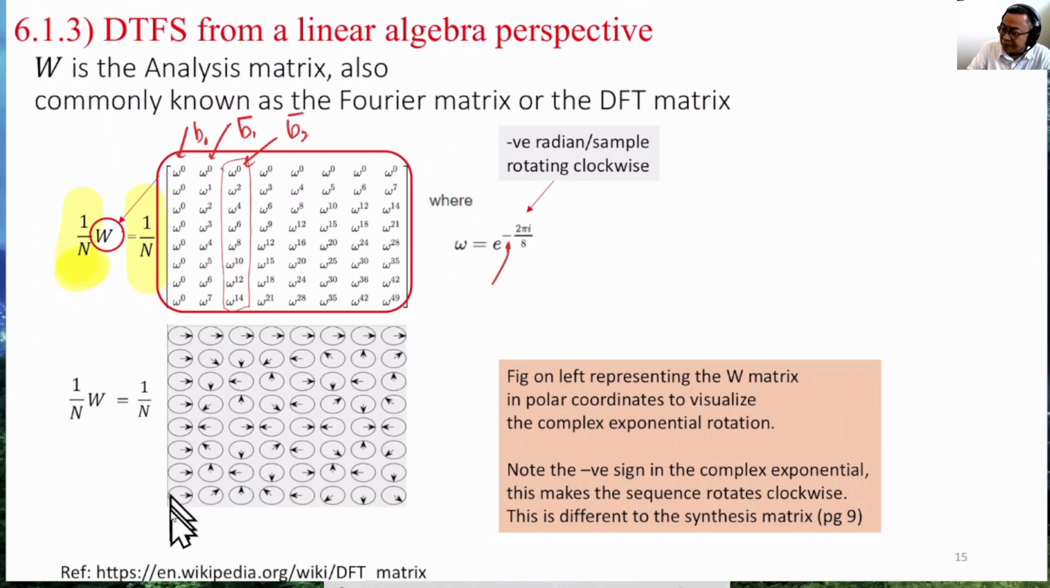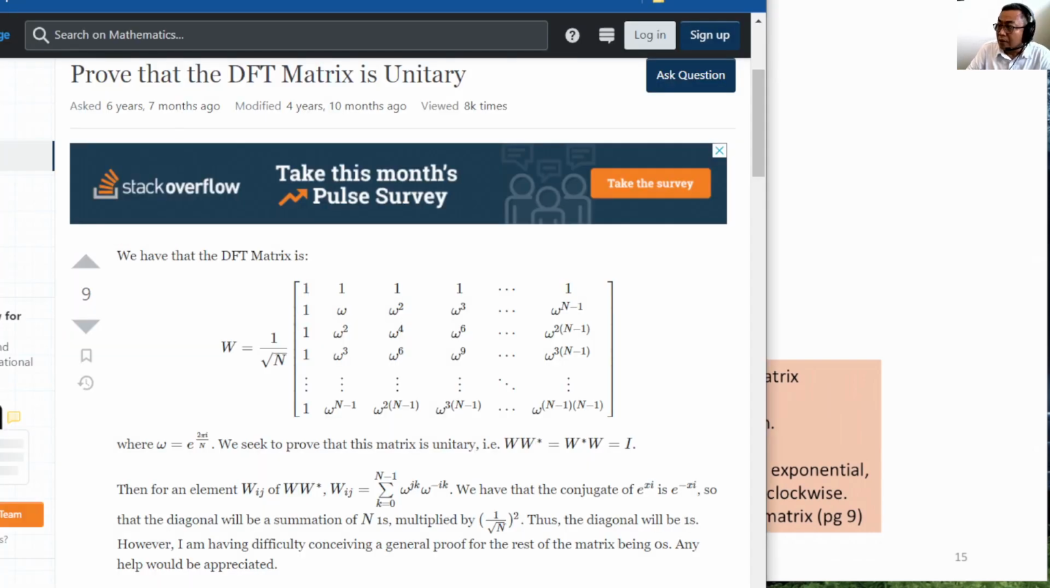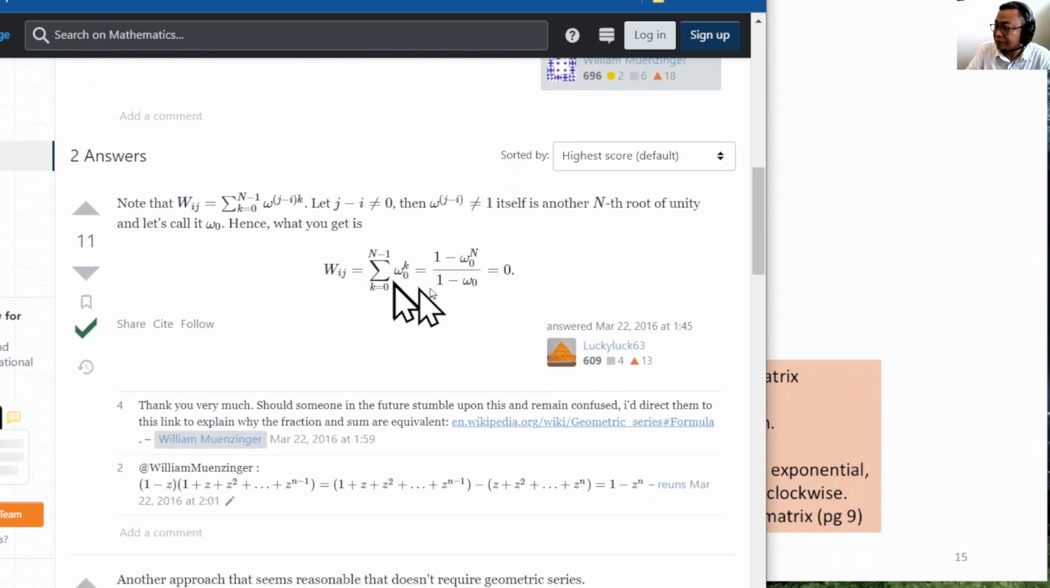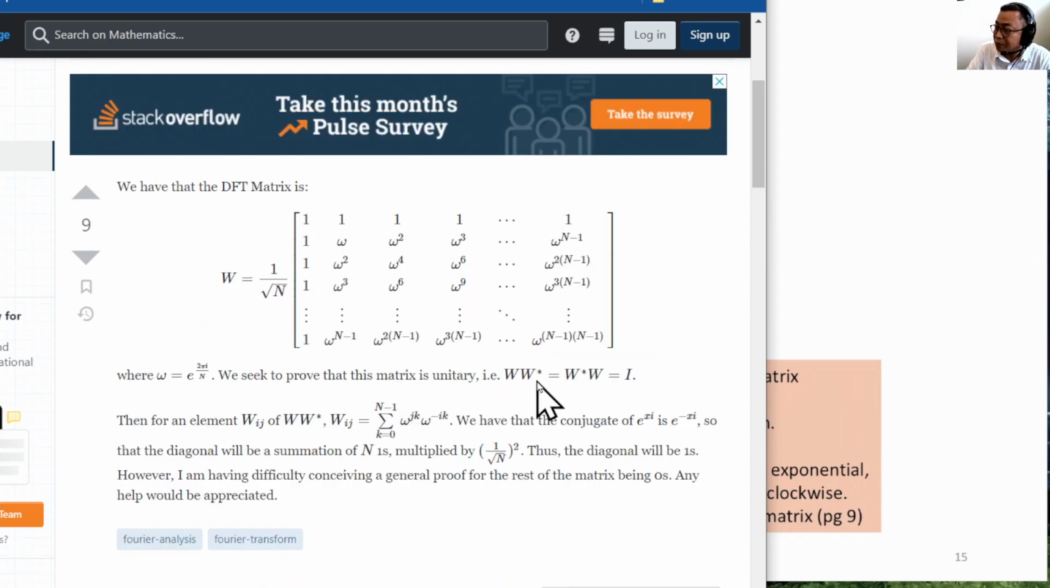Now, the columns of these are orthogonal to each other. Why is this so? I suggest you look at this proof that the DTFT matrix is unitary. And this is the matrix that we have seen. And the proof is simply here. Open up the W, multiply W with W star to show that it is the identity. What is W star? W star is the complex conjugate of W.